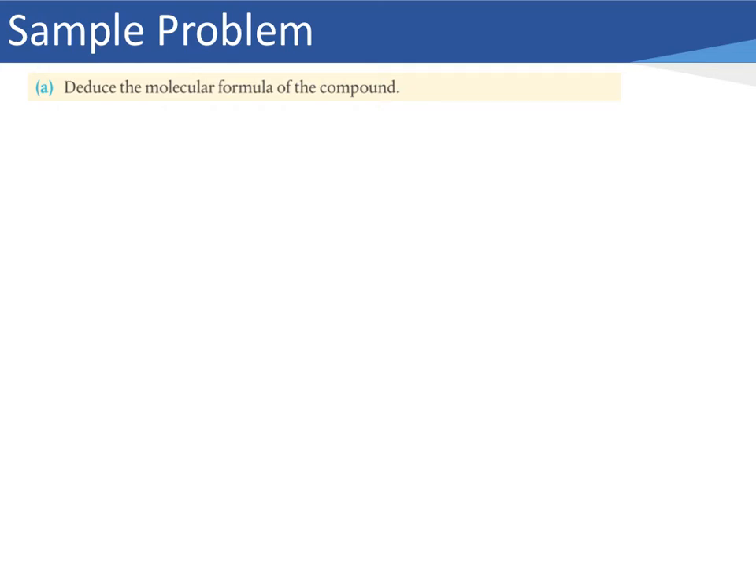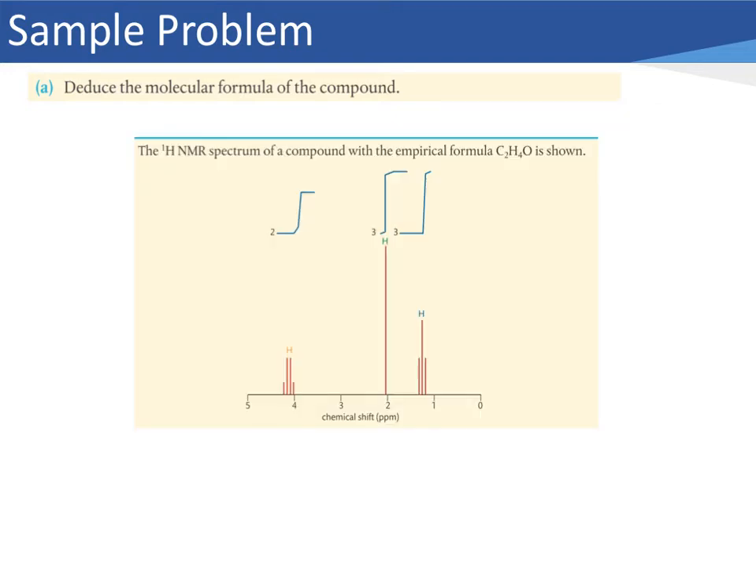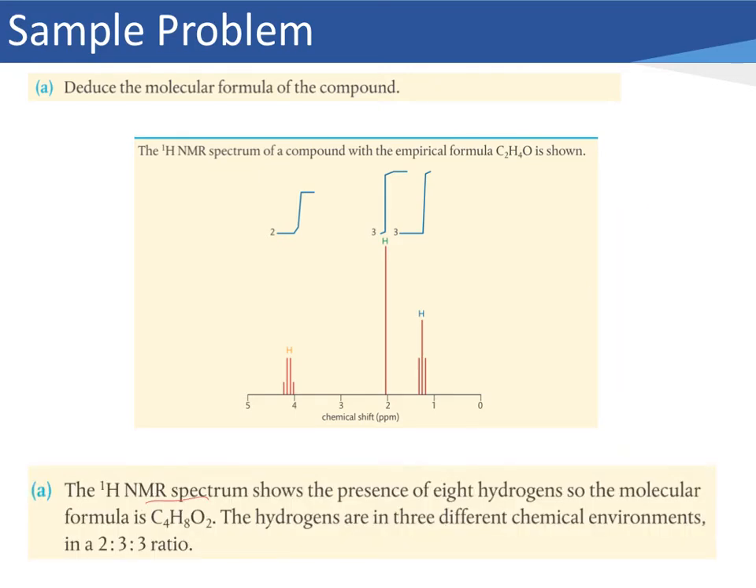So let's figure out the molecular formula. Notice that I didn't give you the mass spec. Maybe there's another way to figure out the molecular formula. Think about it. Pause the video. Well, the relative trace was 2 to 3 to 3. 2 plus 3 plus 3 is 8. So I think based on that we can deduce that C4H8O2 is the molecular formula.